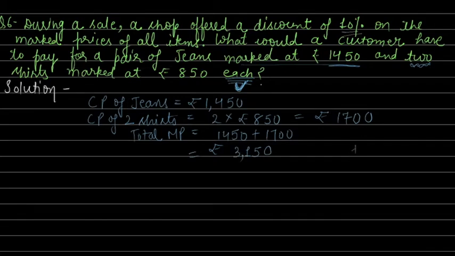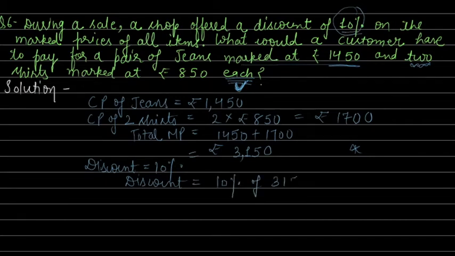Now this is the marked price of all the items which the shop is selling. There is a discount of how much? 10% on this. So how much will be the discount? Discount percent is given as 10%. So the discount will be 10% of 3150. I can write it as 10 upon 100 into 3150. This is cancelled. This is cancelled. So how much is it coming? A discount of rupees 315. Right? This much is the discount.